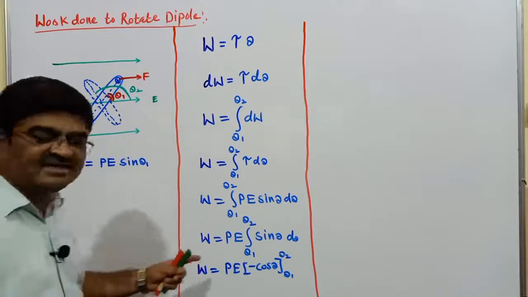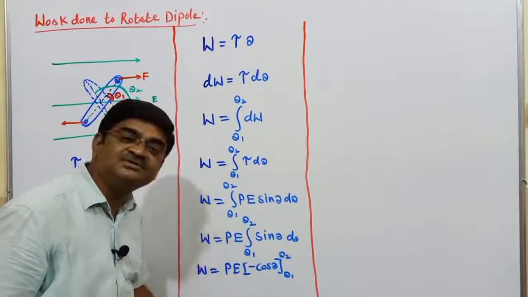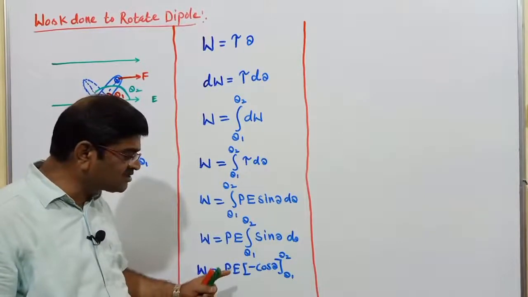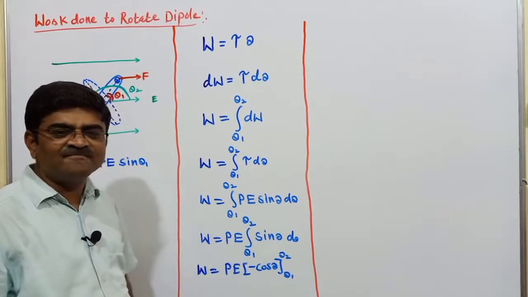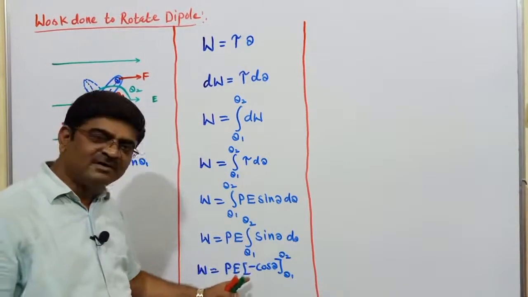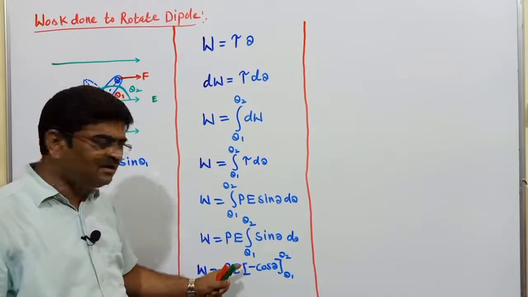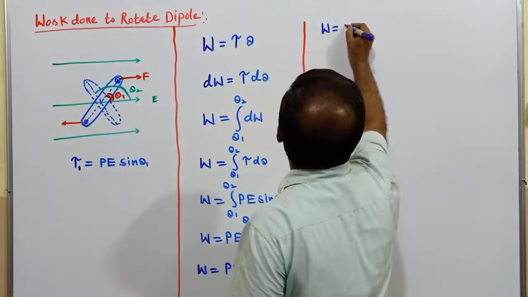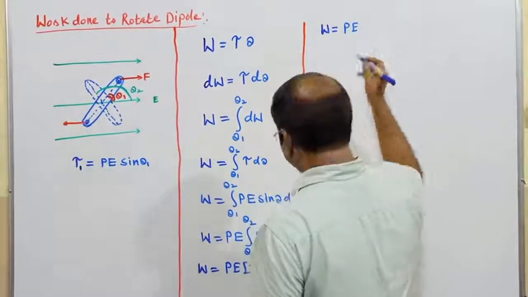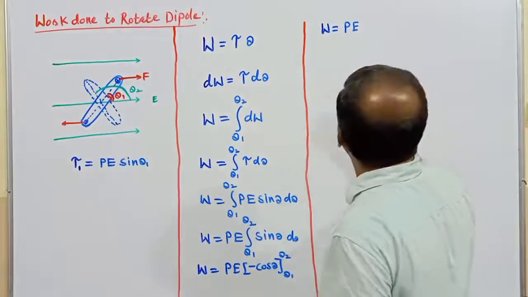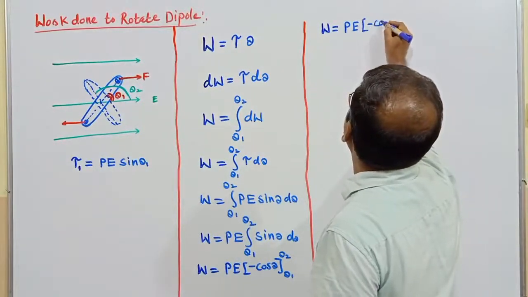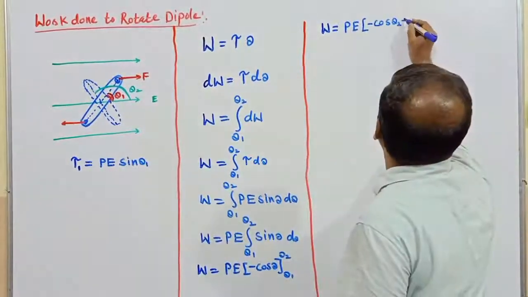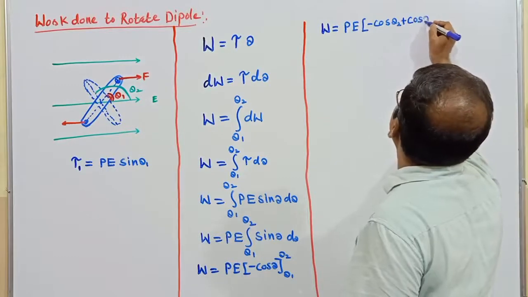Now once I have done that, this is not final. I will have to substitute the limits of integration. How do you substitute limits of integration? Upper limit minus lower limit, that is how we go for the substitution of limits. And here I write W equals PE, upper limit, that is minus cos theta 2, minus lower limit, minus of minus, plus cos theta 1.